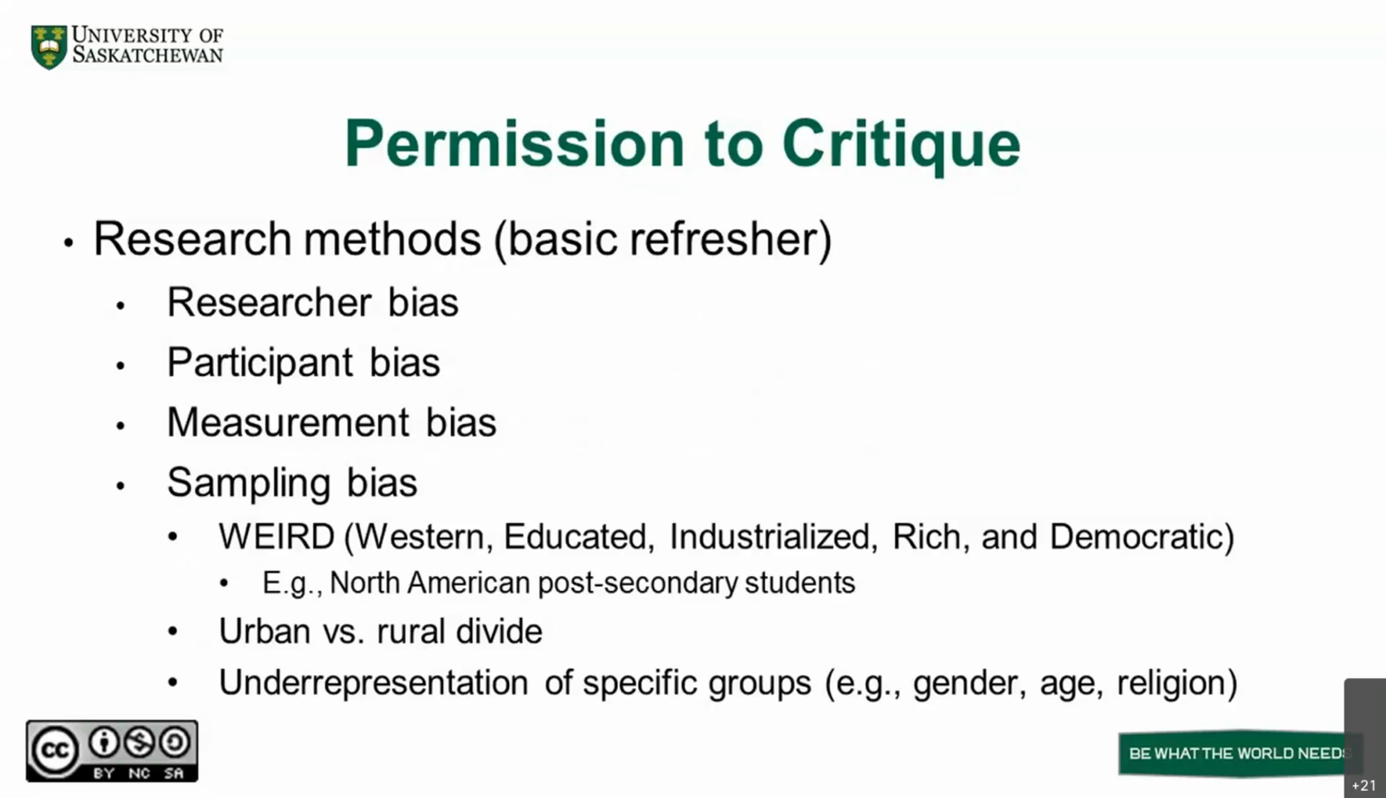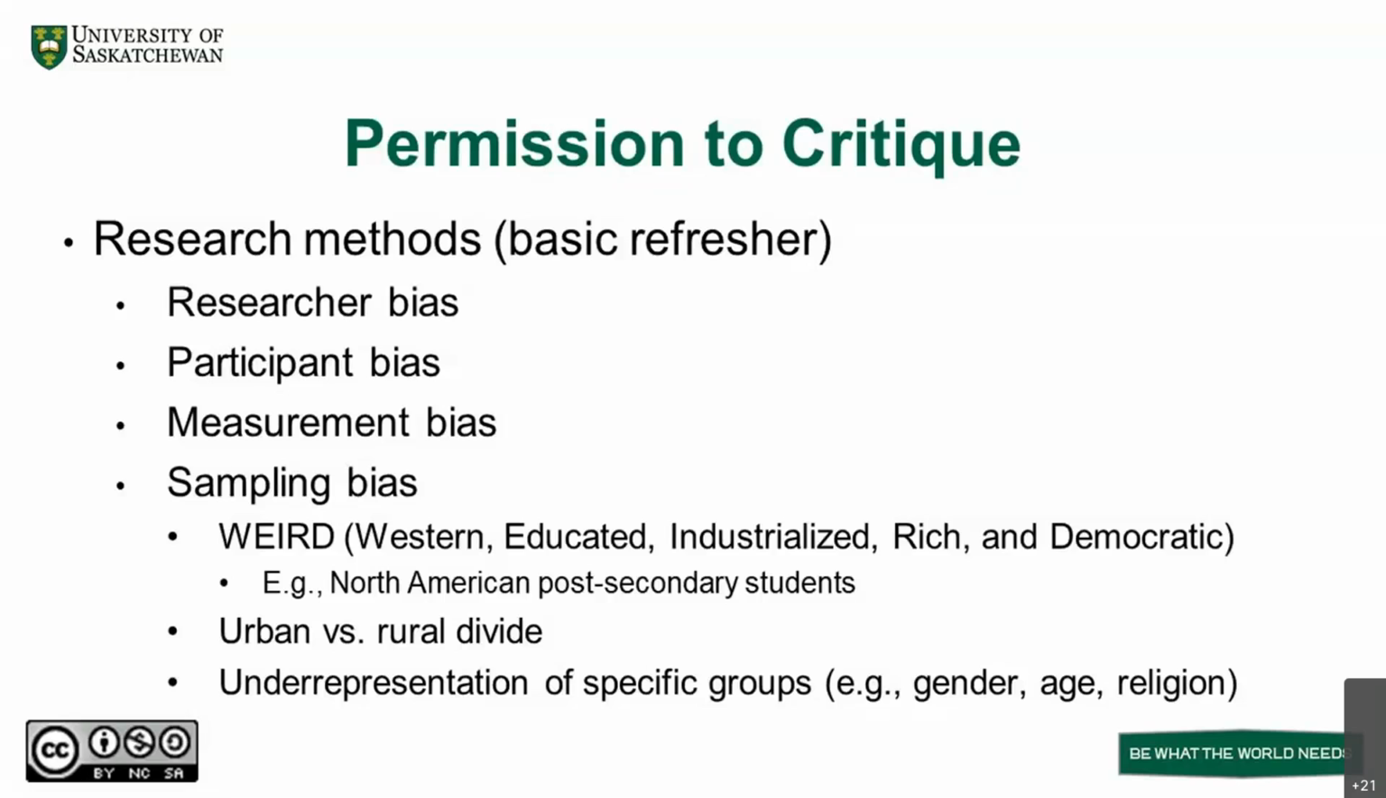So we want to remind ourselves that yes, we might be looking at very high quality research, but we still have perspectives and criticism that we can bring. So just a quick refresher of some areas around research methodology that you're probably well versed in. But think of all the different forms of bias that exist when we're conducting research. There might be researcher bias, there might be participant bias, there might be measurement bias, there might be sampling bias.